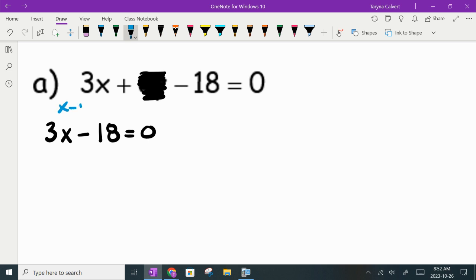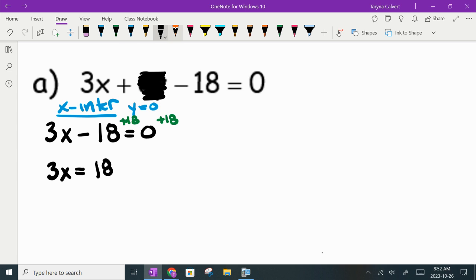So this will get me my x-intercept. Okay, we let y equal 0, so that term's gone. So we have a little bit of algebra to do, so let's get rid of the minus 18, take it to the other side. So we have 3x equals positive 18. And then we're going to divide both sides by 3. So it looks like our x-intercept is 18 divided by 3 is 6.